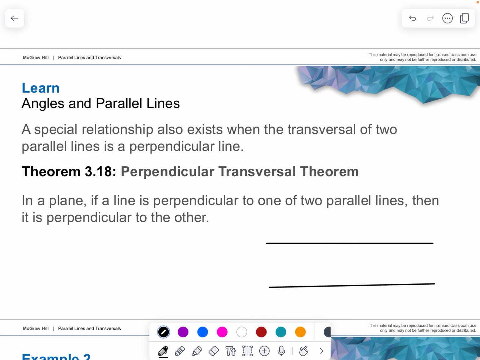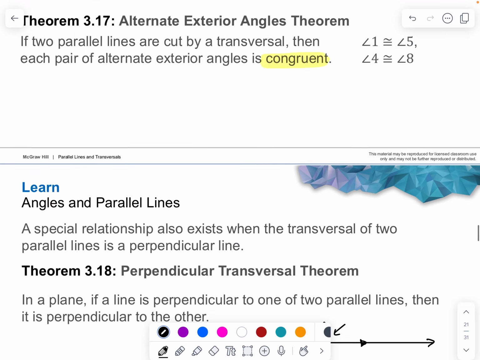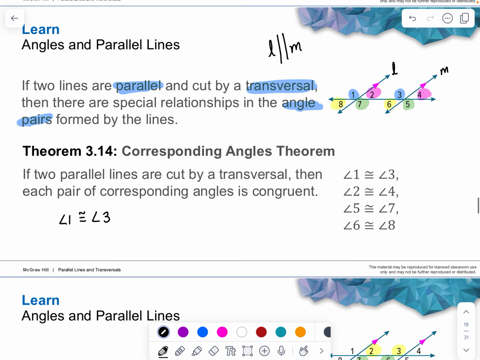So if you've got two parallel lines, and they are parallel to each other, and then we've got a transversal here, and it's perpendicular to one of those lines, it will also be perpendicular to the other. That's pretty obvious. That would have also been proven true by the corresponding angles theorem, because corresponding angles are congruent.